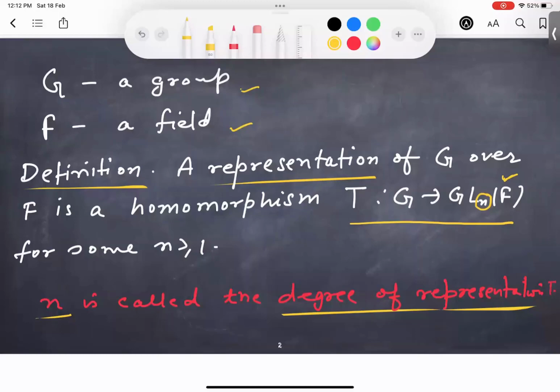So in the beginning, I will talk of representations over a field, but then later on, I will specialize to representations when the field is, say, complex numbers or any algebraically closed field. Then we will have a better understanding of these things.